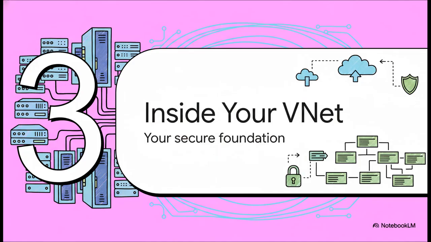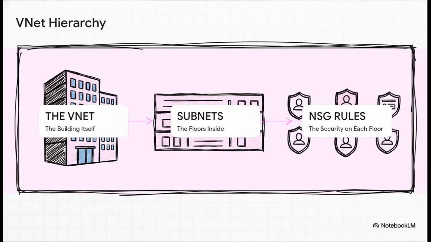So, if the VNet is our data center building, what's actually inside? How do we structure it? Well, let's take a look at the blueprint for building our secure foundation. And this lays it out perfectly. Just think of it like this. The VNet itself, that's the physical building of your data center, the whole thing. Then, inside that building, you create subnets. These are like the different floors or maybe even secure rooms inside. And then, protecting each and every one of those floors, you've got your security guards. And those are the Network Security Group, or NSG, rules.